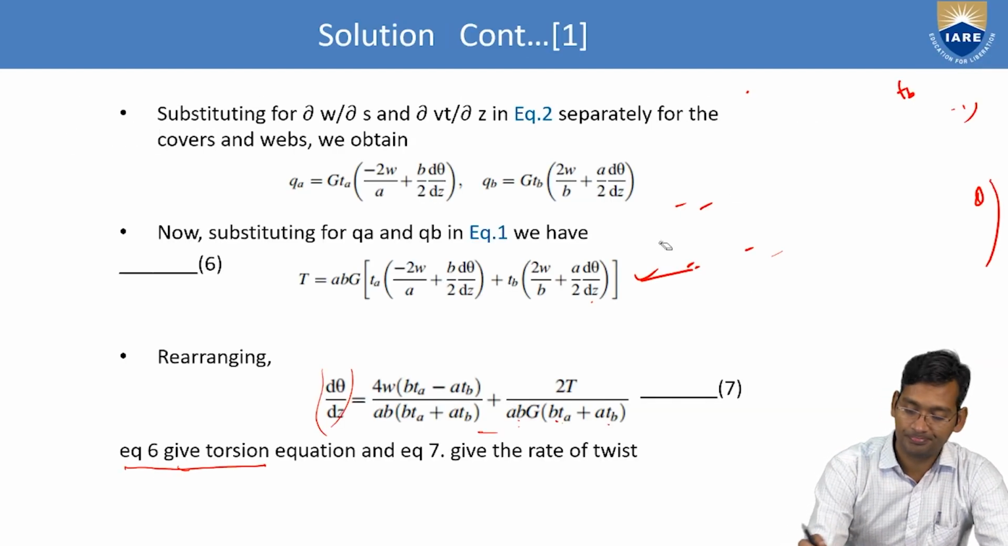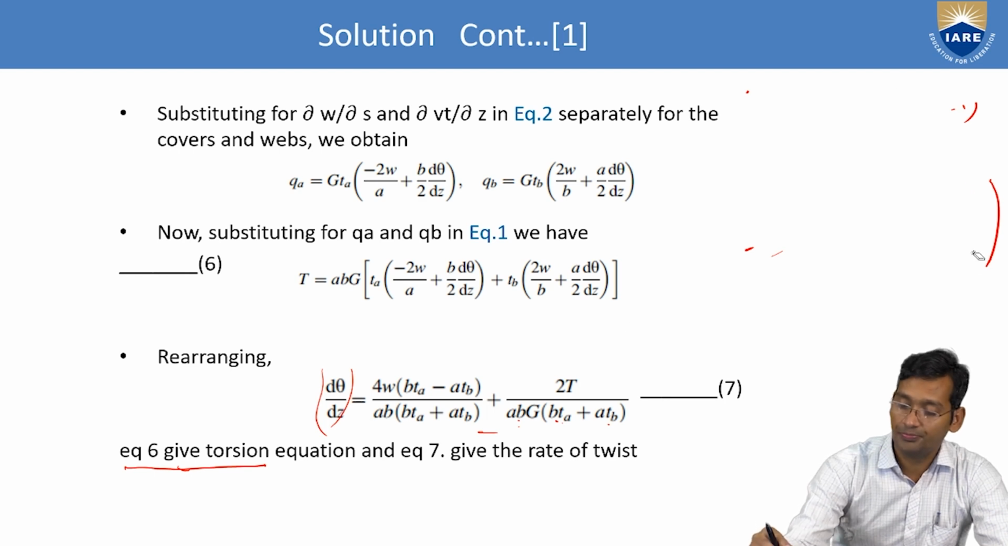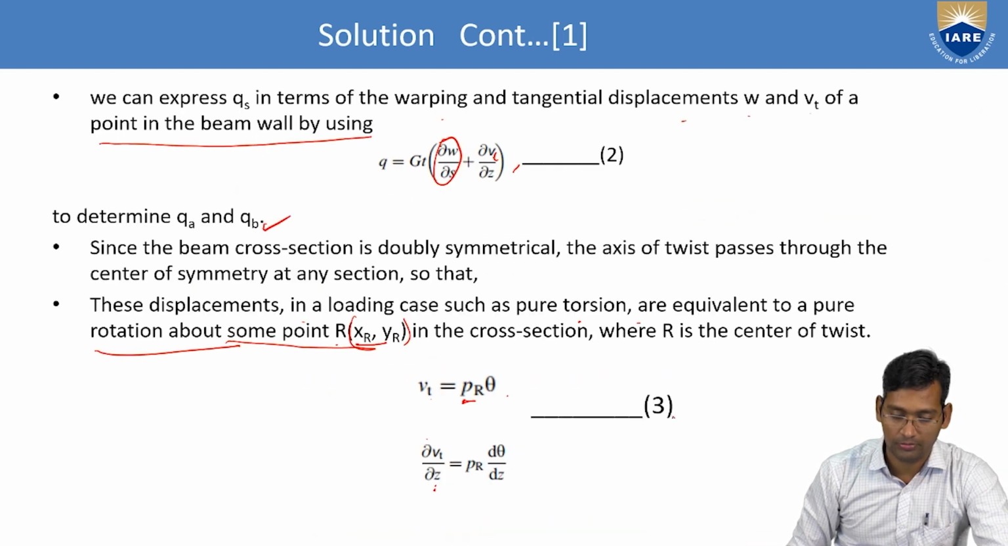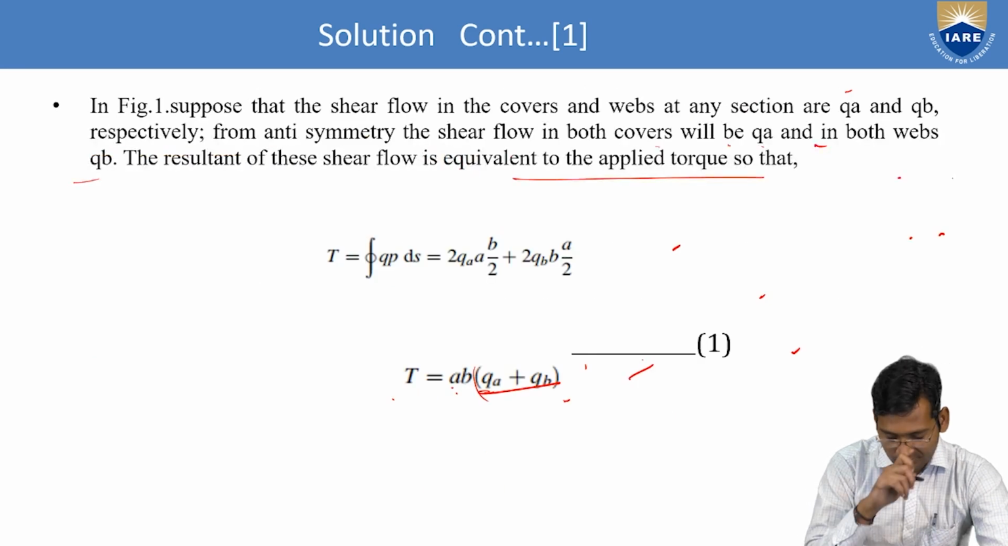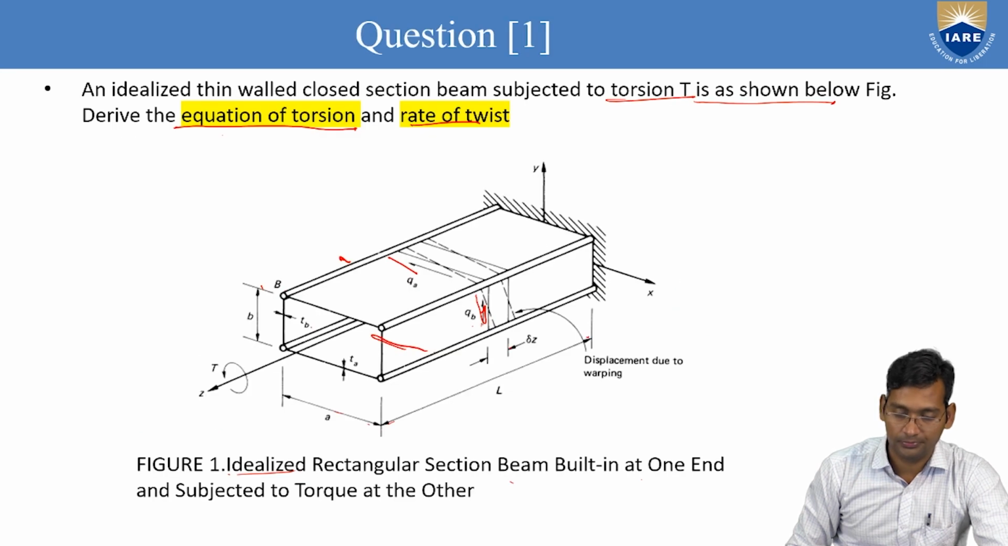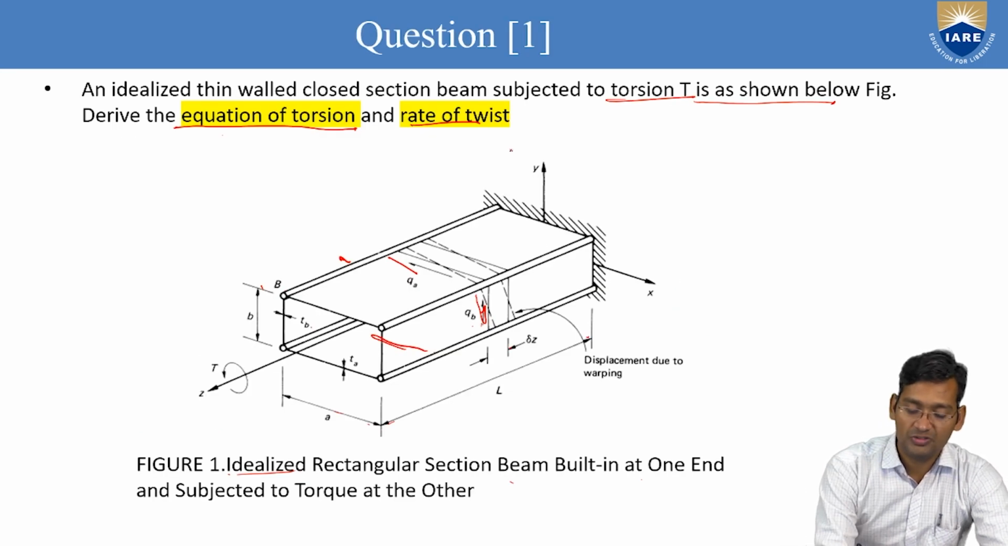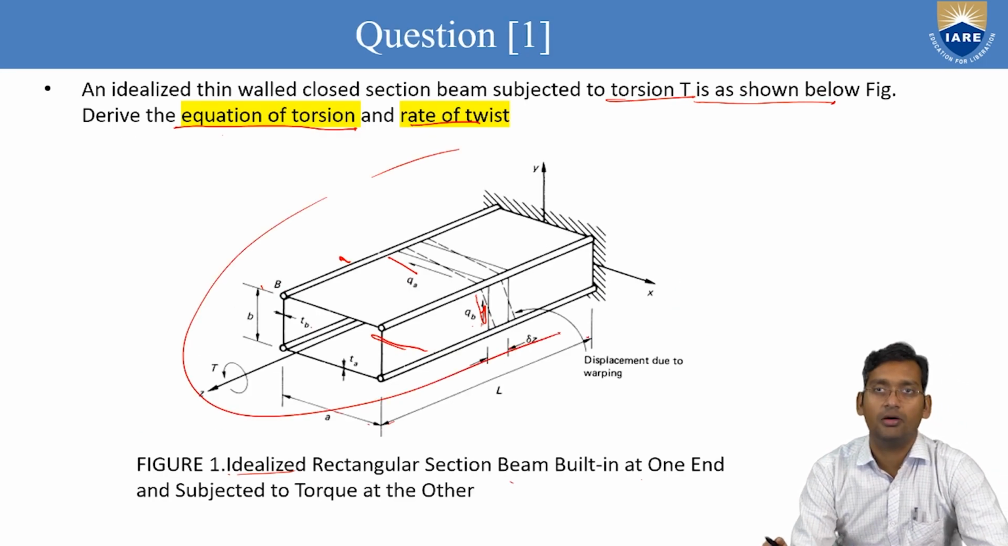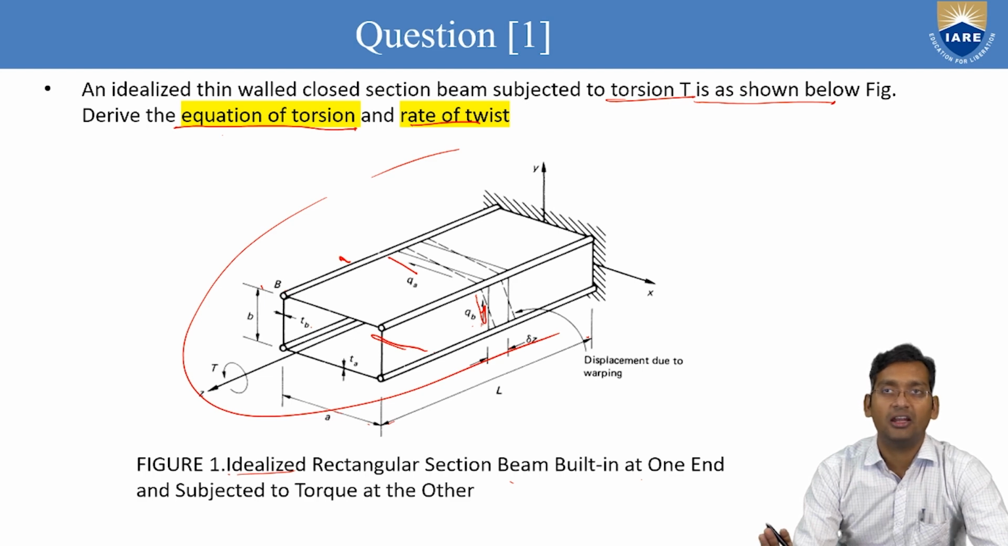So this is the torsion equation. Just see quickly, one minute. That is given, right? What we have to find? From this figure that is given, the torsion, we have to find the equation of torsion and rate of twist.